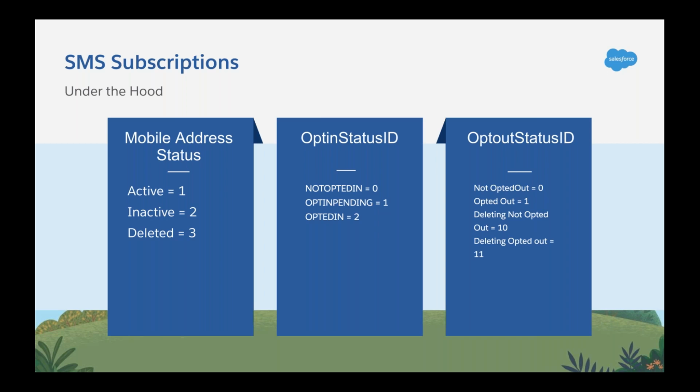The next is opt-in status ID. This is what actually governs whether someone is opted in or not. A generic contact you might import with no SMS references will actually have a status of not opted in, or 0. Opt-in pending is what occurs during a double opt-in. If a user has texted and joined but never actually completed that opt-in by responding to that response message with a Y or a yes, they'll be left in a pending status. And then the third, of course, is opted in, which is a status of 2.